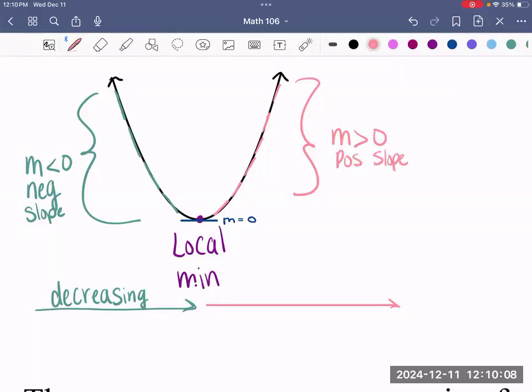So therefore, on the right-hand side of your minimum, we are going to be increasing. Now, at your local minimum here, we are no longer increasing, nor are we decreasing, because your slope is 0. We are neither increasing nor decreasing.